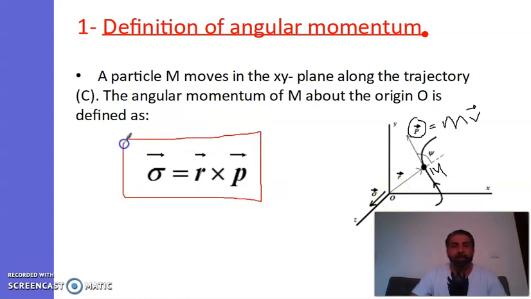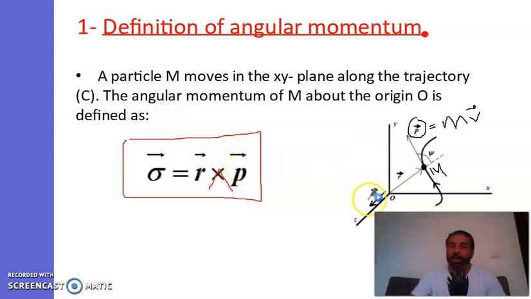So sigma, but you know that r is a vector and p is also a vector, and we have here a cross product. Usually in mathematics you write the cross product between two vectors something like this. So sigma, the angular momentum, is also a vector, and this vector must be perpendicular to the plane containing r and p. But look here, the vector r exists in the xy plane, and also the vector p exists in the xy plane, and sigma is perpendicular to r and to p.